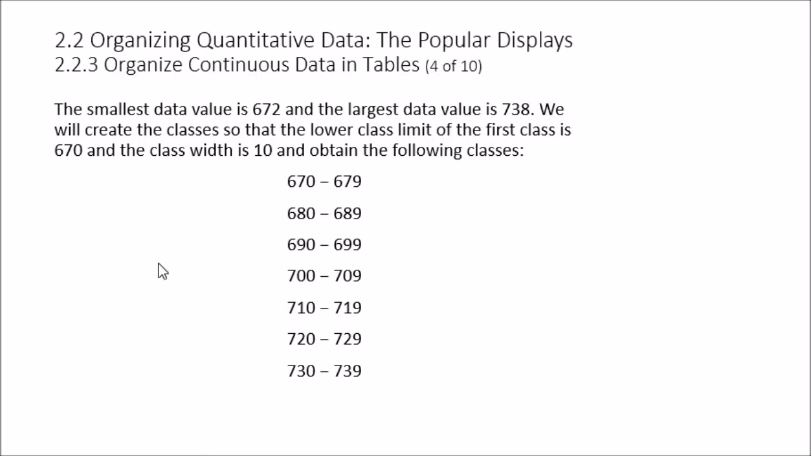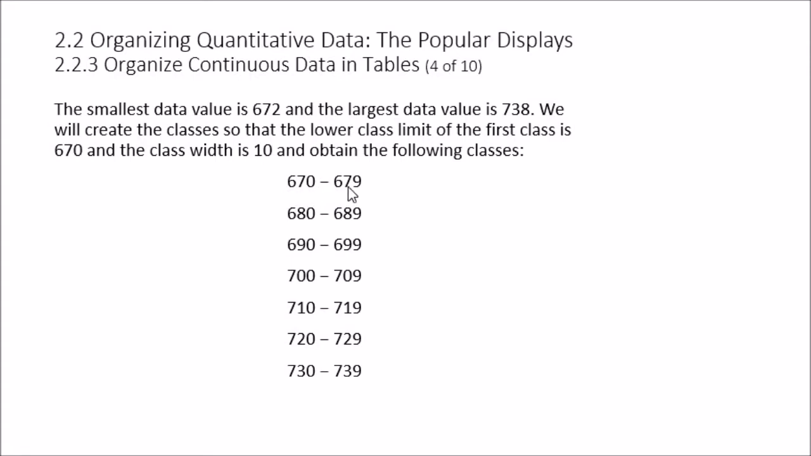We create the classes so that the lower class limit of the first class is a slightly smaller number or equal to the smallest value in our raw data. Preferably, it is going to be a convenient number that is less than the smallest data value in our raw data. The class width in this case is 10. As you can notice, 680 minus 670 was 10, so we chose 10 as our class width, and we build our classes as follows. To create the classes, we start with the number 670.